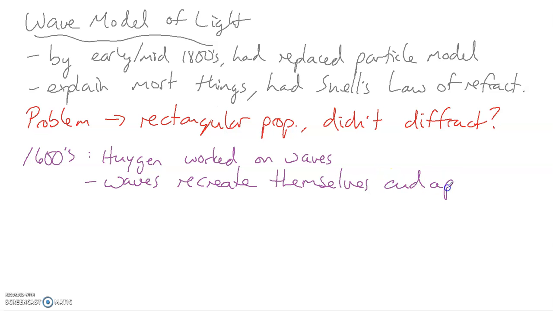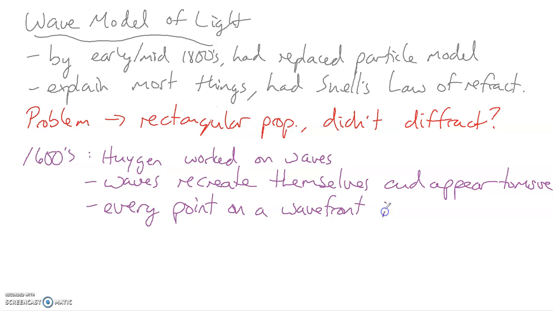And because of this, they appear to move. But the waves aren't actually moving because the previous wave isn't the same wave you had before. The same thing with the car. It looks like the same car is moving forward, but it's not. It's actually a different car. So he said waves recreate themselves and appear to move, but they don't actually. If we get more specific, what he said was, every point on a wavefront, remember the term wavefront from before, is actually a new point source.